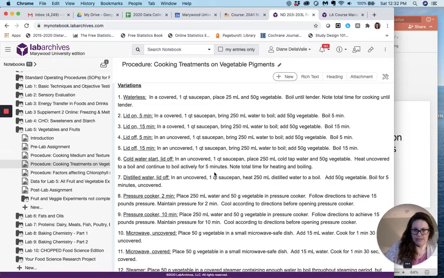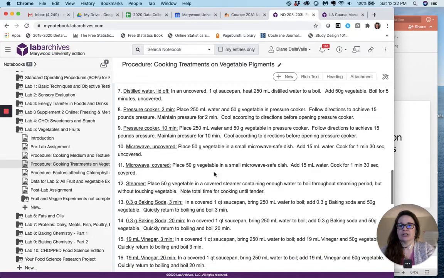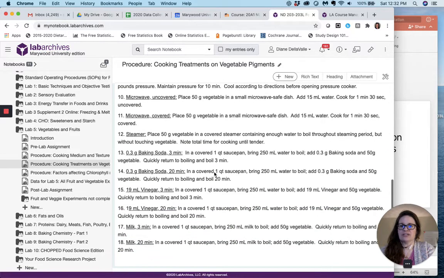Number 7, distilled water was used in the same manner. Numbers 8 and 9, a pressure cooker was used for either 2 or 10 minutes respectively. Numbers 10 and 11, a microwave was used either uncovered or covered. Number 12, a steamer was used. That's this kind of strainer looking thing that you put in a saucepan. The water is heated underneath the steamer, but water does not touch the vegetable, and it was cooked that way.